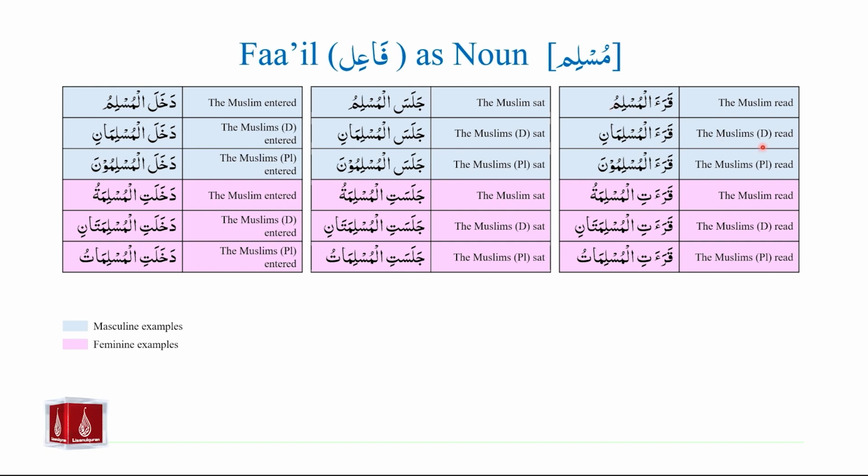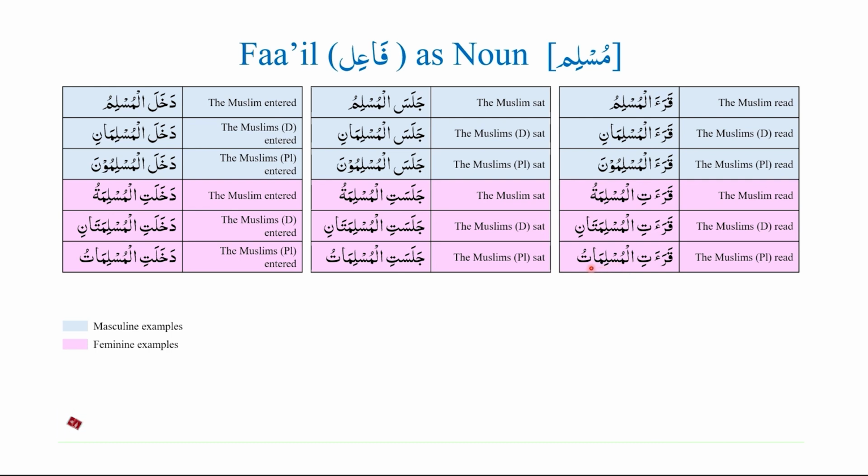The Muslims read, referring to dual and masculine. Qara'al Muslimani. The Muslims read, referring to plural and masculine. Qara'al Muslimuna. Now looking at the feminine examples. The Muslim read, Qara'atil Muslimatu. The Muslims read, referring to the dual number. Qara'atil Muslimatani. The Muslims read, for the plural number. Qara'atil Muslimatu.